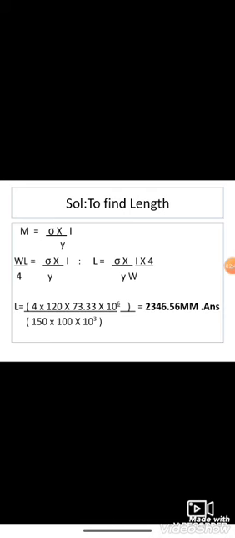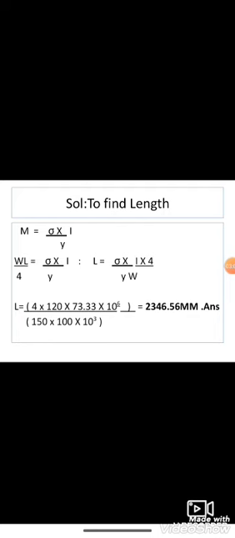From flexure formula we know, and what is important is you should know this formula. Once you know this formula, you have to substitute all the values. M divided by I is equal to sigma divided by Y. M is equal to sigma into I divided by Y. Now M is nothing but WL by 4. So you substitute the value, then you rearrange it. L is equal to sigma into I into 4 divided by Y into W.